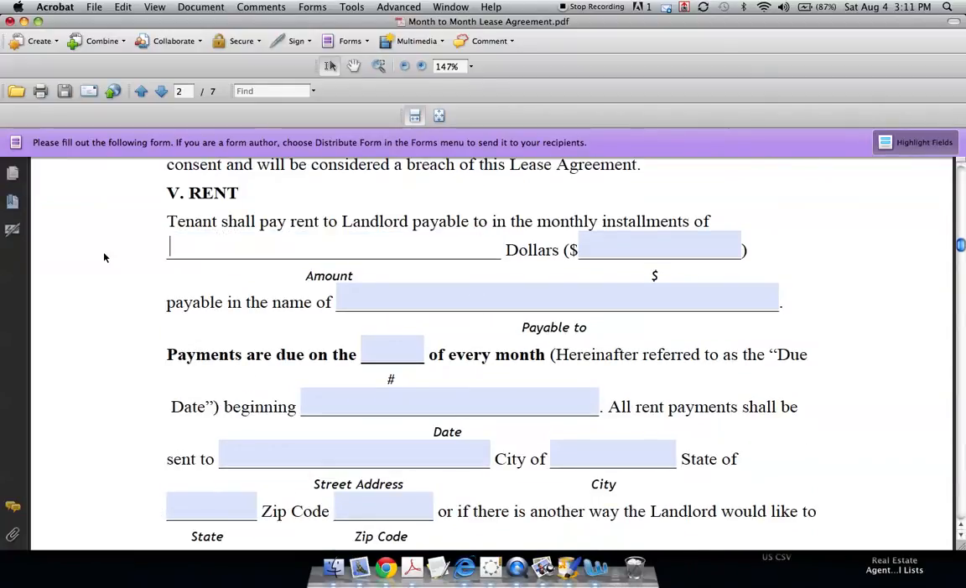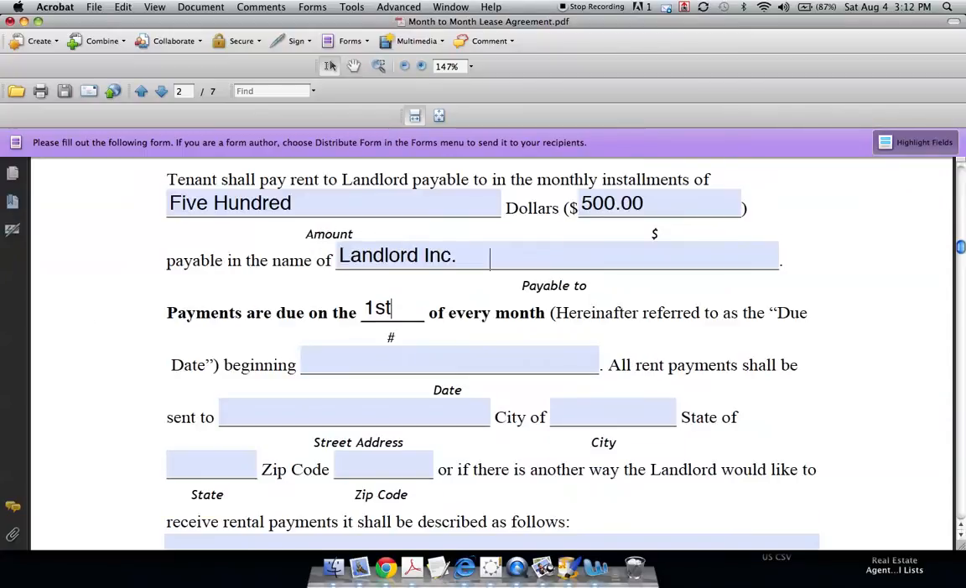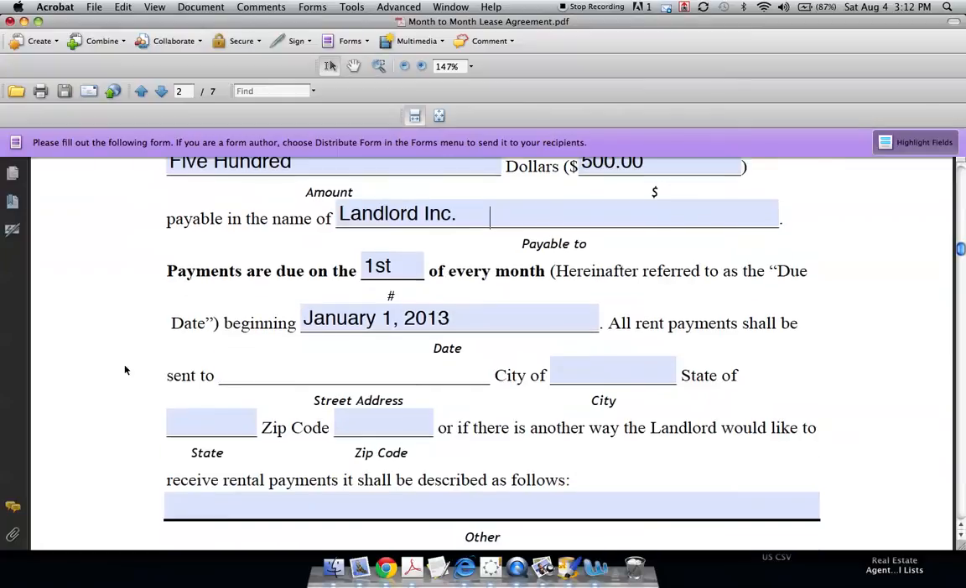This is where we get into rent. We'll just say that the rent is $500, payable to Landlord Inc. They're due on the, we'll say, 1st of every month, beginning on the, we'll say, January 1st, 2013. All rental payments shall be sent to our office.